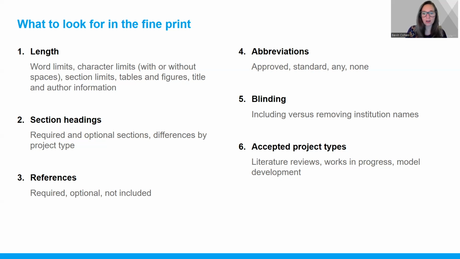And sometimes a conference is going to be more liberal or more conservative with regard to the types of projects that they accept. So sometimes a conference will only accept research projects or only research, QI and evidence-based practice, but sometimes they will allow you to submit literature reviews or works in progress, or, for example, a description of a new model that you developed. So make sure that you read the guidelines to understand whether your project falls into one of the categories that this conference accepts.